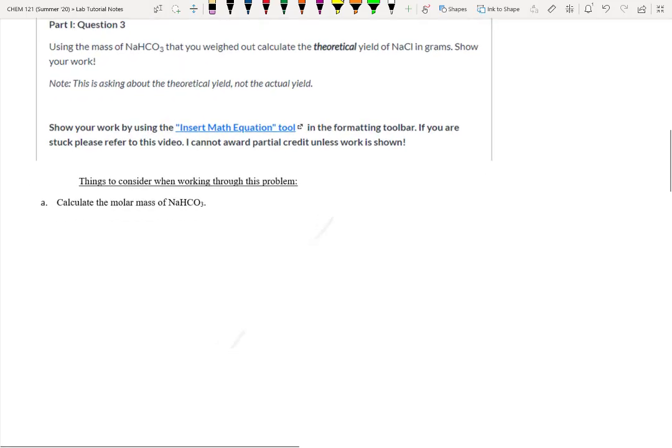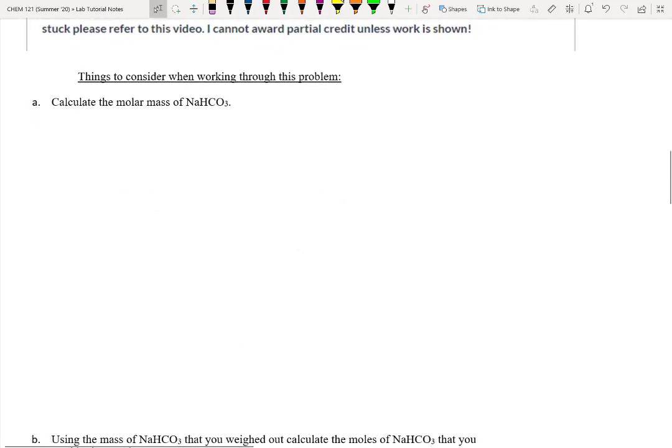And here's some things to consider as you work through the problem. The first one is let's calculate the molar mass of sodium hydrogen carbonate, right? And most of you should be pretty familiar with this. So let's break it apart. To find the molar mass, you need to go to the periodic table and add up the atomic weight of each of the atoms that makes up this molecule, right?